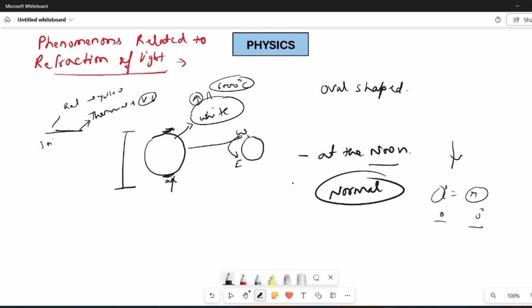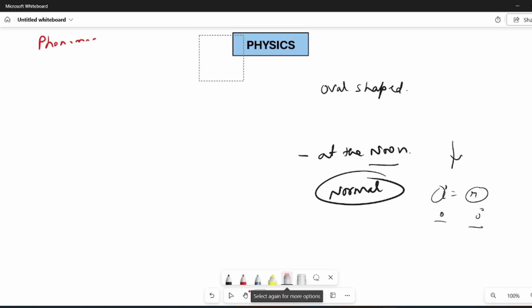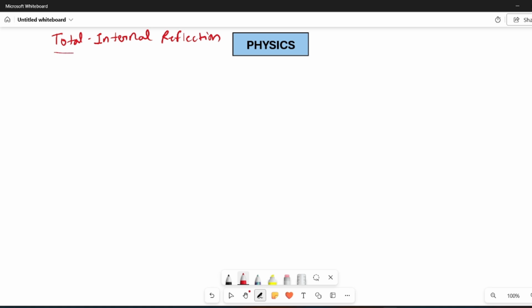Now, the next concept which is related to the refraction of light, we are going to cover in a little bit more depth. See, the next concept is total internal reflection. We were studying the refraction of light. So, how exactly is the reflection process coming in here? This particular phenomenon is a bit interesting.